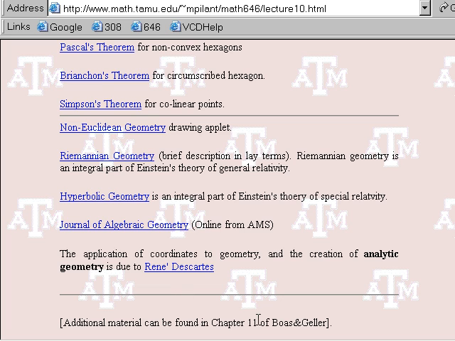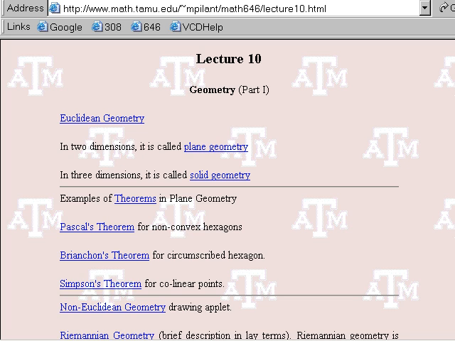Okay, today's lecture will begin with geometry, and we'll be taking some of the material out of Chapter 11, Boas and Geller. Towards the end of today's lecture, we're going to try to combine the ideas of functions and limits with geometry into analytic and coordinate geometry.